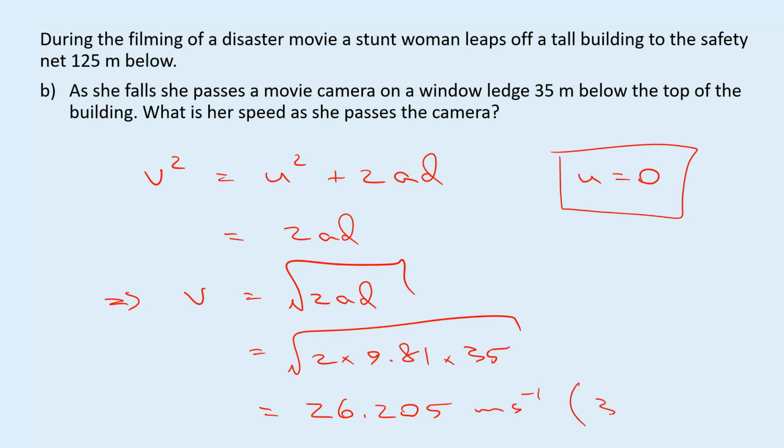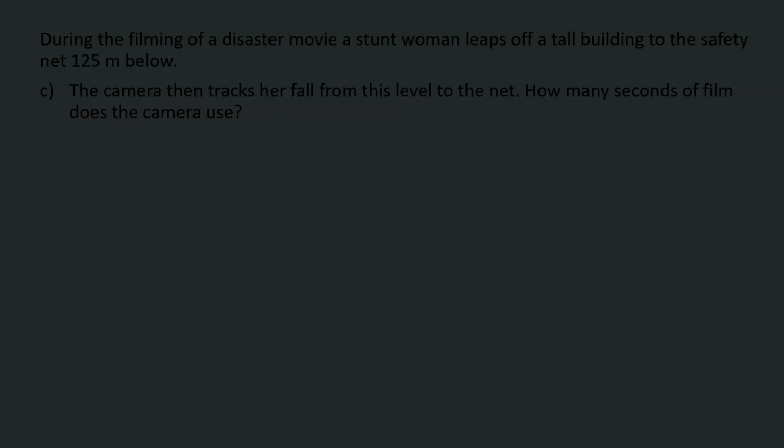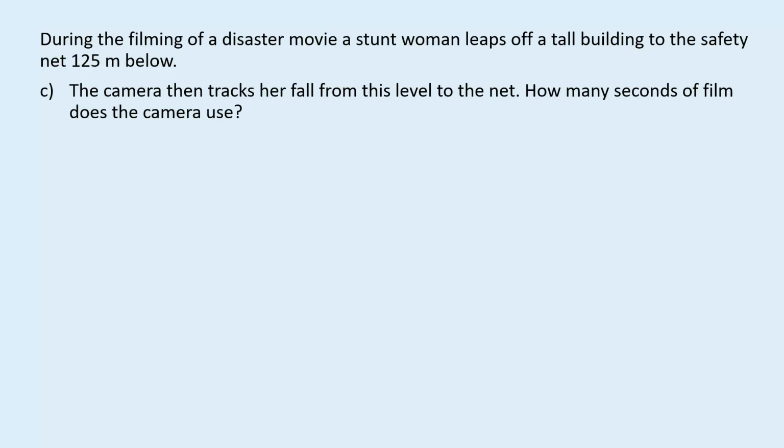Now, this number has been rounded, so as per usual, we show how far we have rounded. There we go. That's how fast she was traveling as she passed the camera, 35 meters below. Right, so she passed the camera, and then the camera actually tracked her for the rest of the fall down to the net. Okay, cool.